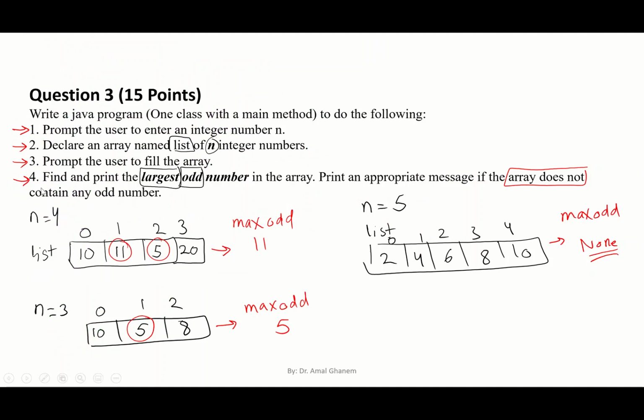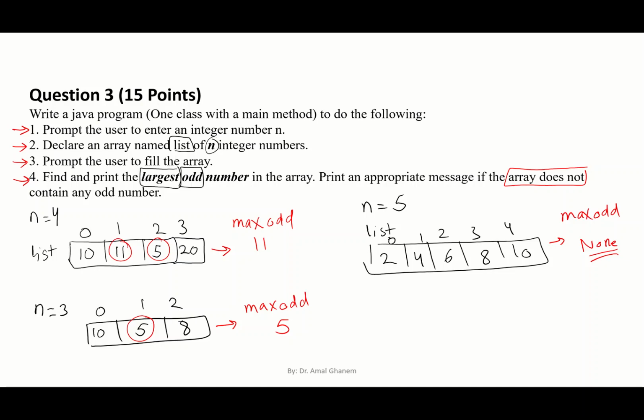It says here you have to find and print the largest odd number. Now, we have to think about this. We know how to find the maximum number by assuming the first number is the max, and then we continue the search in the array. But here we should find the maximum odd number.